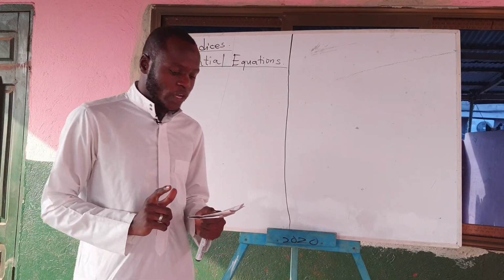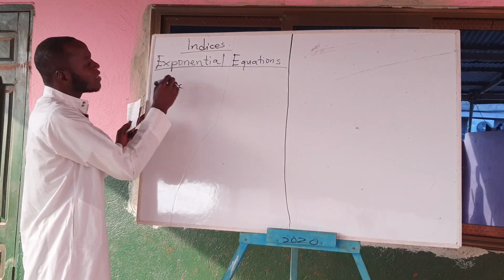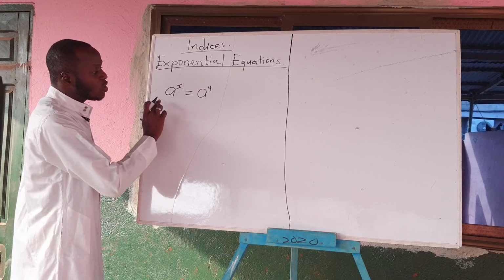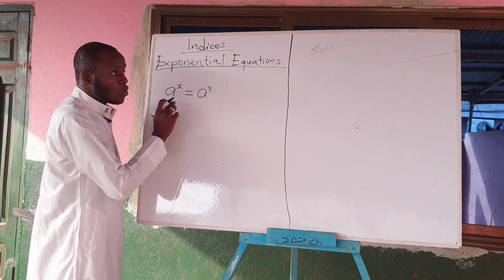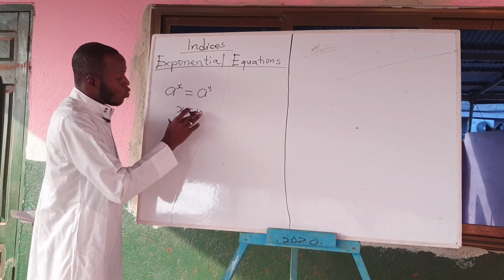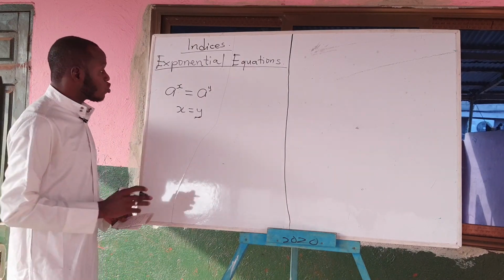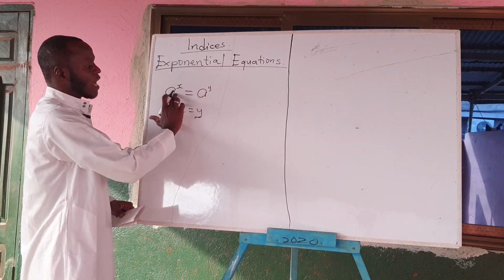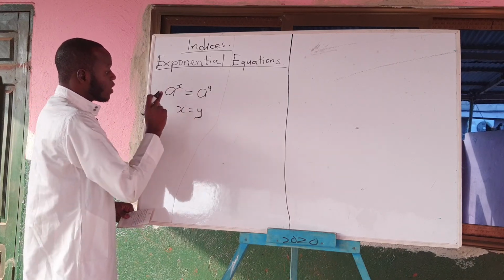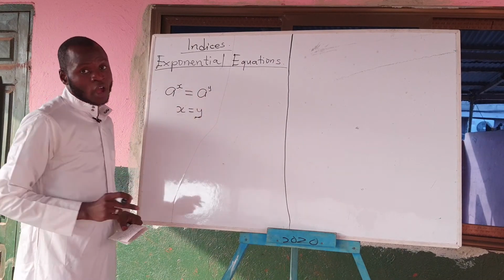To solve such an equation, we always use the fact that if you have a base to the power x and it's equal to the same base to the power y, then since the base is equal to the base, the exponents will also be equal. Based on this fact, we solve exponential equations. The unknown variables are looked for as exponents, and the bases will be made the same. If they are made the same, automatically the exponents are also the same.